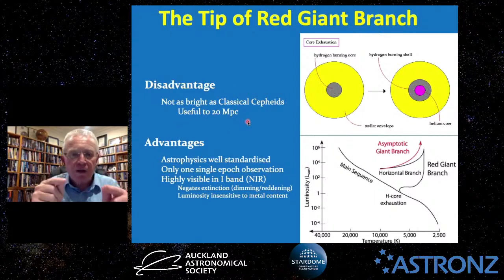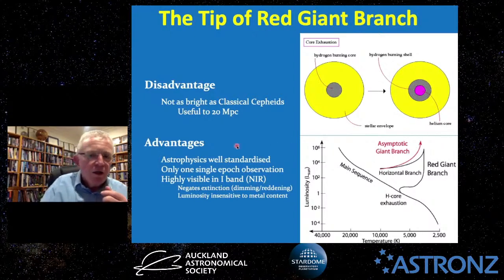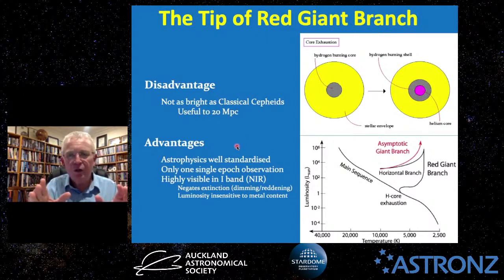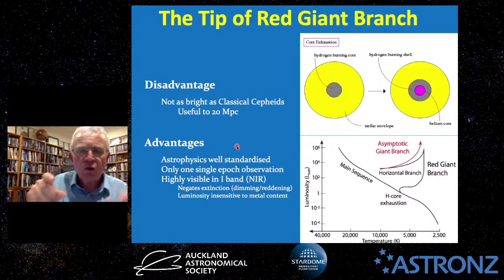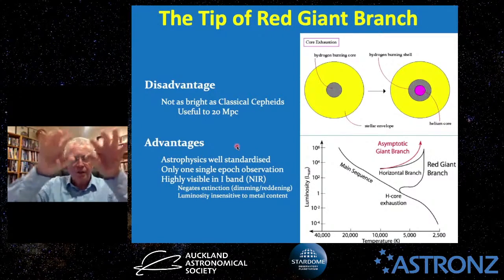But there are a lot of advantages. The astrophysical process going on inside them is well understood and well standardized. So that absolute luminosity in the I band of about minus 4 is pretty reliable. You only need one single observation of that star cluster to get all your data. Remember we talked about Cepheids, where you've got to get a whole series over time, over many days and weeks and months, to get a decent light curve, which errors creep into. So you only have to take one shot of that galaxy or cluster and measure the brightness of all those stars.